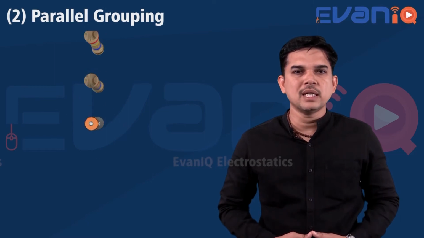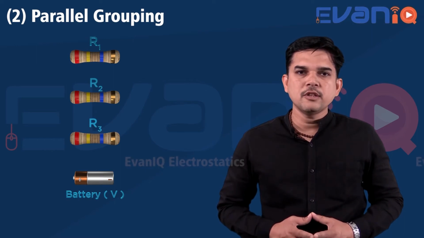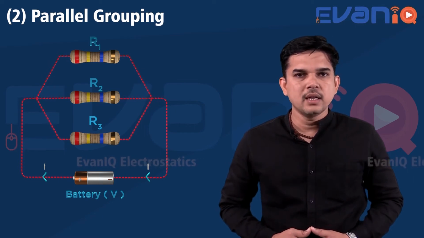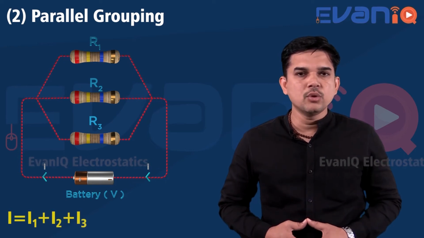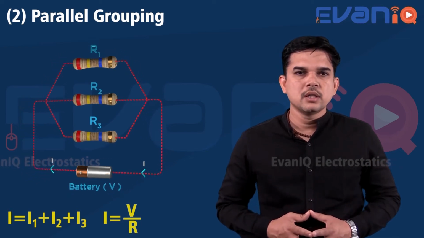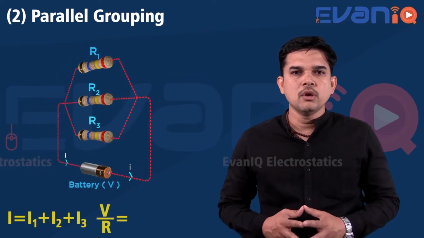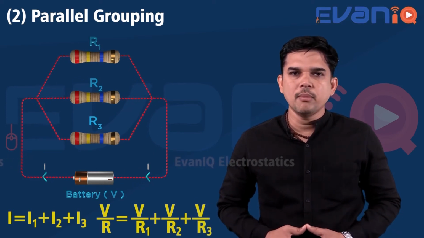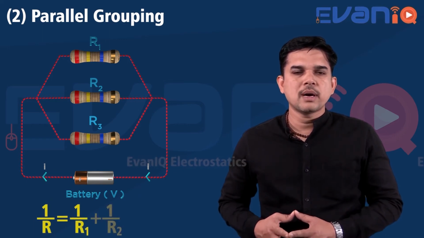In case of parallel combination, the potential drop on each resistor is the same, but the current flowing through the resistors or the arm is different. That's why I equals I1 plus I2 plus I3. And we know that the value of current I equals V by R. Now put the value of current in the form of V and R in this equation, and we get V by R equal to V by R1 plus V by R2 plus V by R3. V is again common, and finally 1 by R equals 1 upon R1 plus 1 by R2 plus 1 by R3.